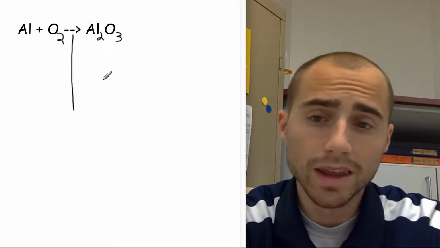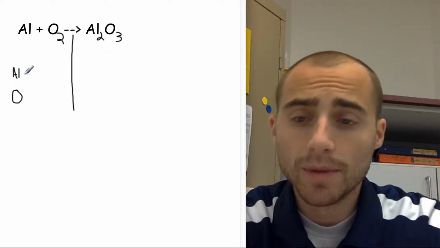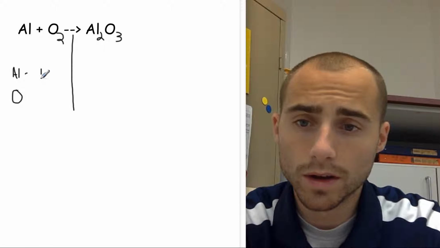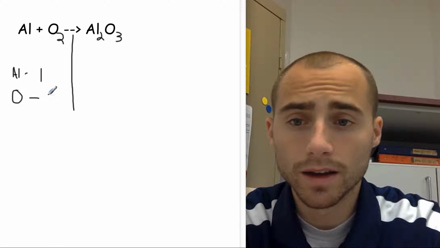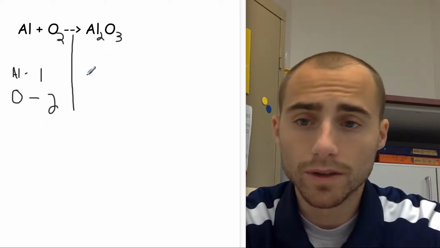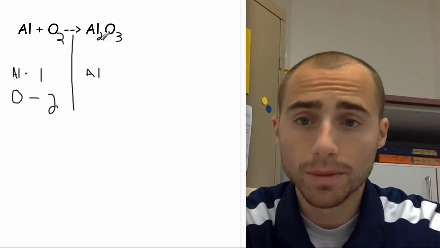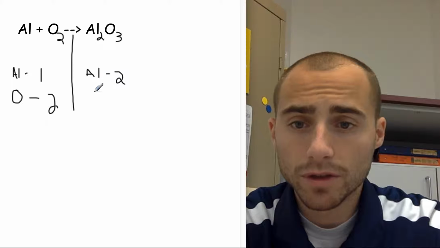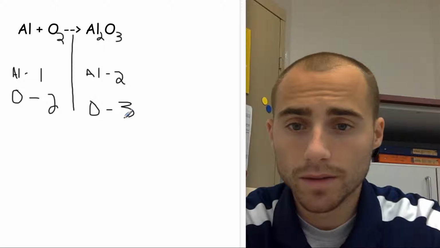We have aluminum and we have oxygen on each side, right? How many aluminums do we have on this side? Well, there's no subscript, so that means we just have 1 aluminum on this side. And how many oxygens do we have? We have the 2 right there. So that means we have 2 oxygens. On our other side, aluminum. Now we have a subscript. It is 2. That means we have 2 aluminums over here. And we have 3 oxygens because of the subscript. Everybody see that? All right, good.